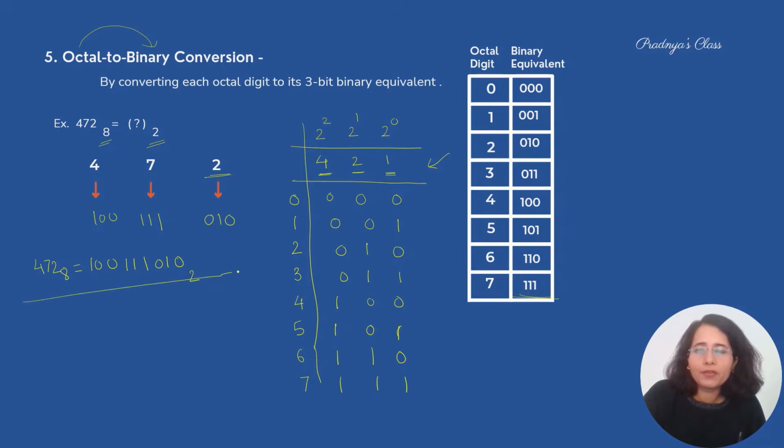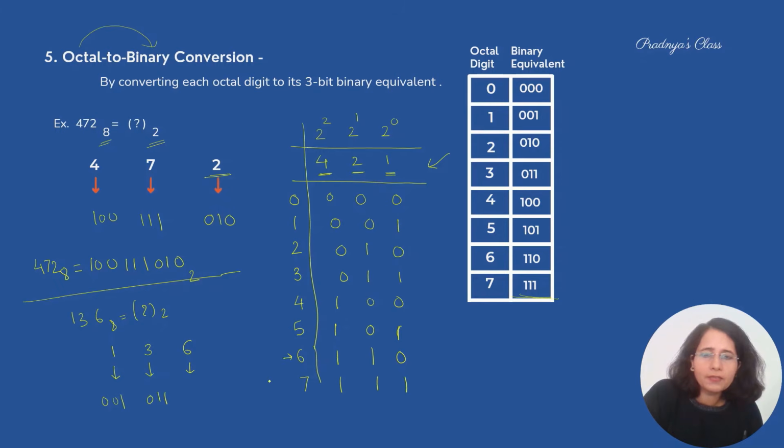So let's try one more example. 1, 3 and we can take it 6. So try to convert it. This is an octal number. We have to find out the binary equivalent of this. Now this is 1. Then this is 3 and this is 6. So find out the binary equivalent of these numbers. So what is the binary equivalent of 1? That is 0, 0, 1. What is the binary equivalent of 3? 0, 1, 1.